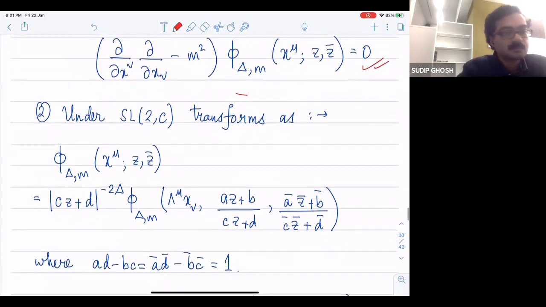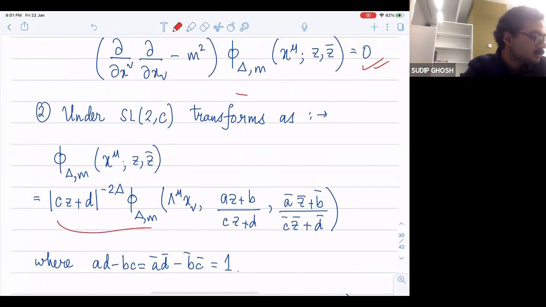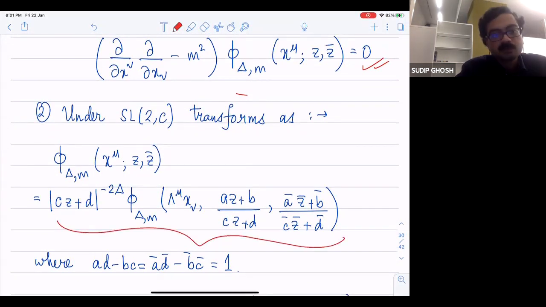I'm considering a simple case, a scalar wave function. Under SL2C, I want it to transform in the following fashion.